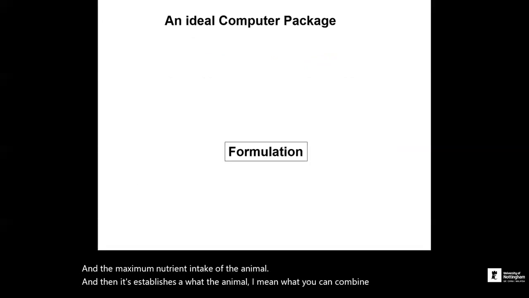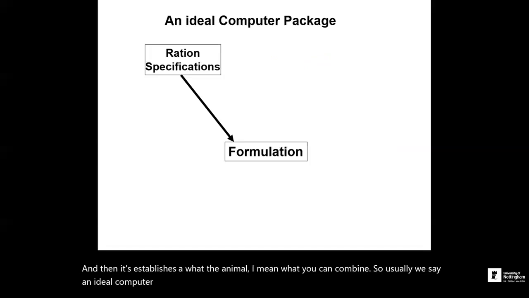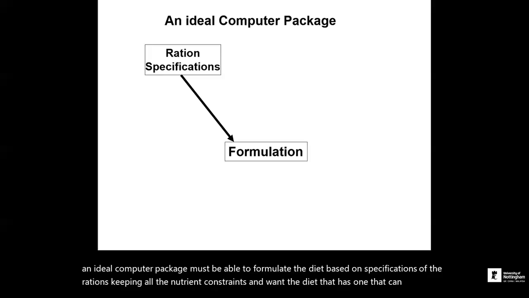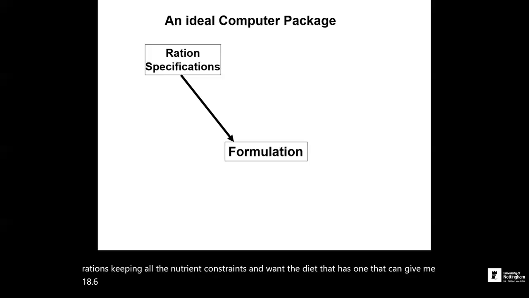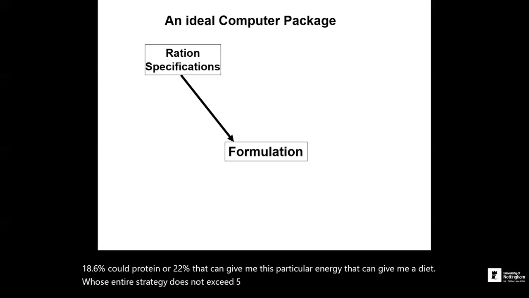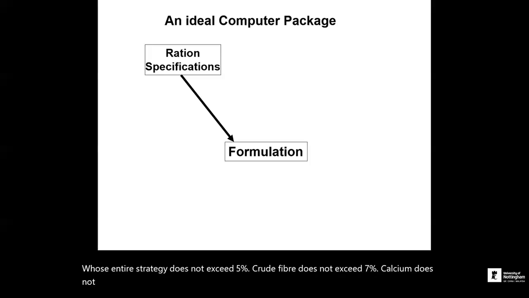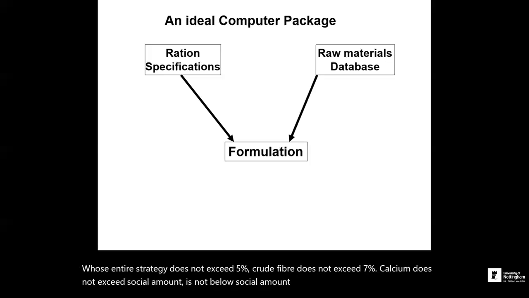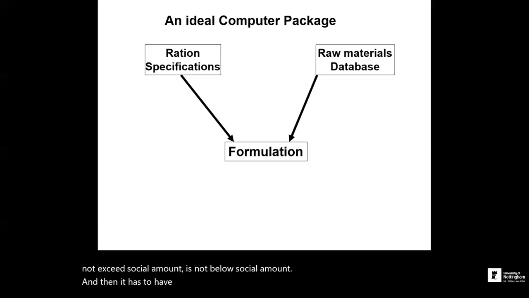So usually we say an ideal computer package must be able to formulate the diet based on specifications of the rations, key in all the nutrient constraints. I want a diet that can give me 18.6% crude protein or 22%, that can give me this particular energy, a diet whose ether extract does not exceed 5%, crude fiber does not exceed 7%, calcium does not exceed so amount, it's not below so amount. And then it has to have a section for the raw database of ingredients.